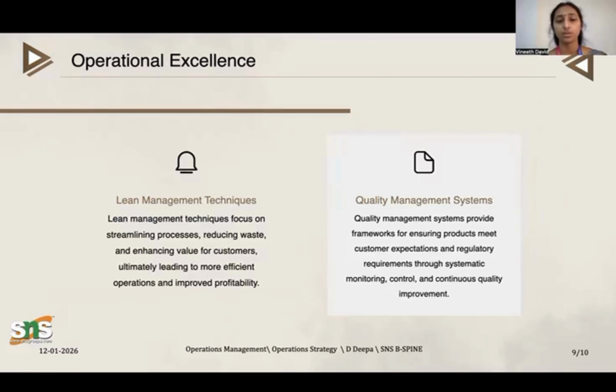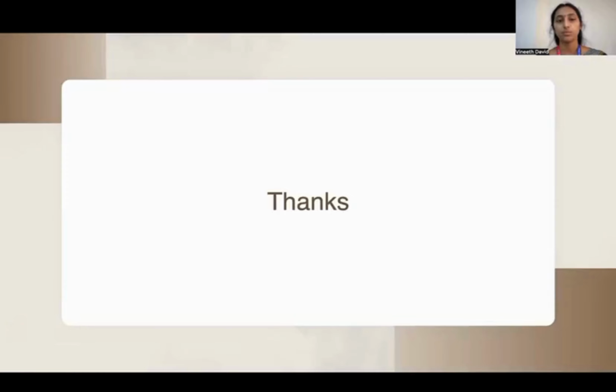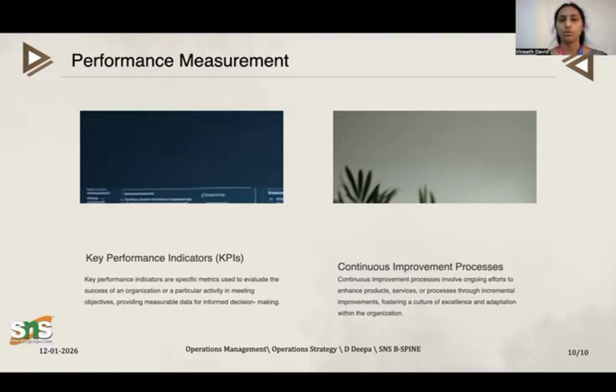One is lean management techniques. Next one is quality management systems. Lean management techniques literally focus on reducing waste, streamlining the process, and enhancing the value for customers. In quality management, how we can give better quality, like monitoring, controlling, and continuous quality improvement. Next are key performance indicators and continuous process improvement. Again, it all comes under performance measurement. So this is the entire thing about operation strategy that we all need to know.